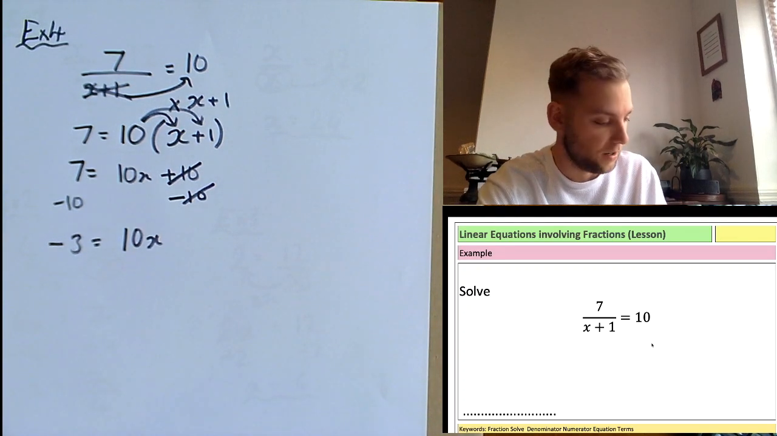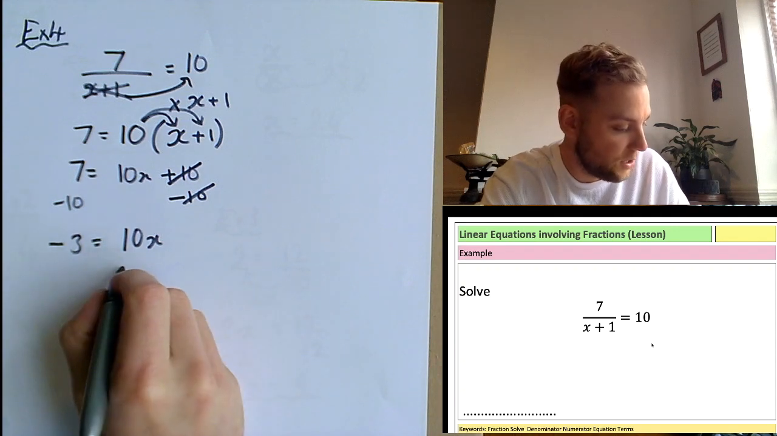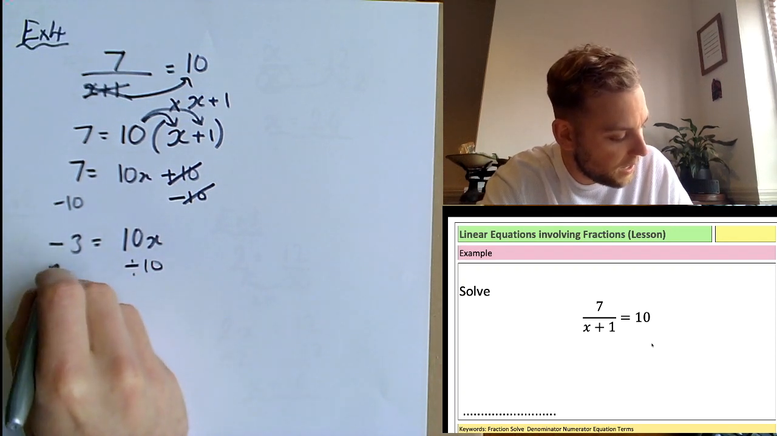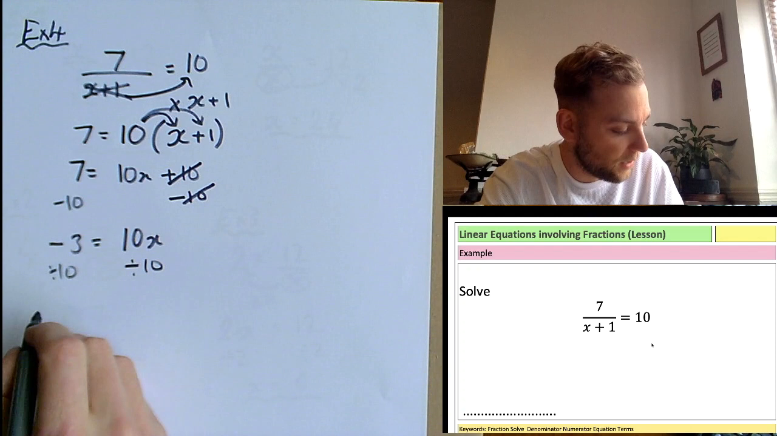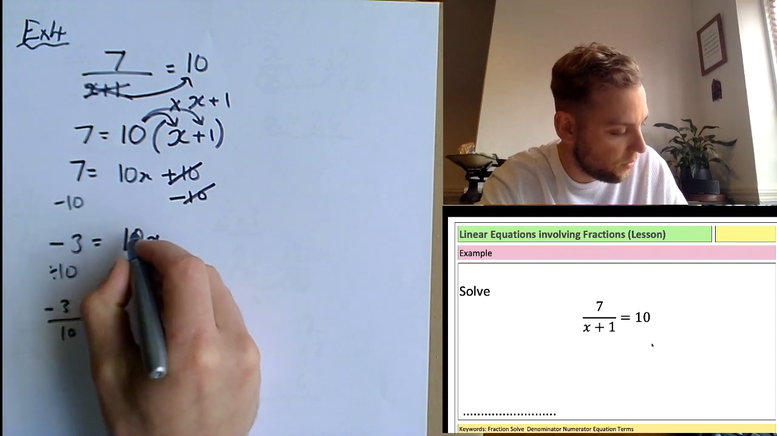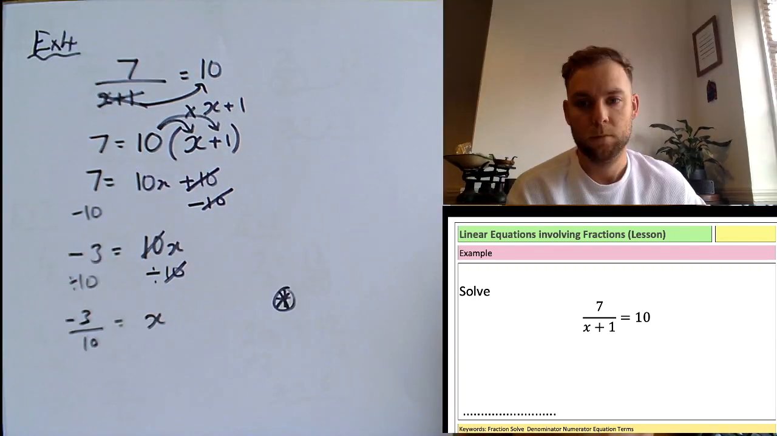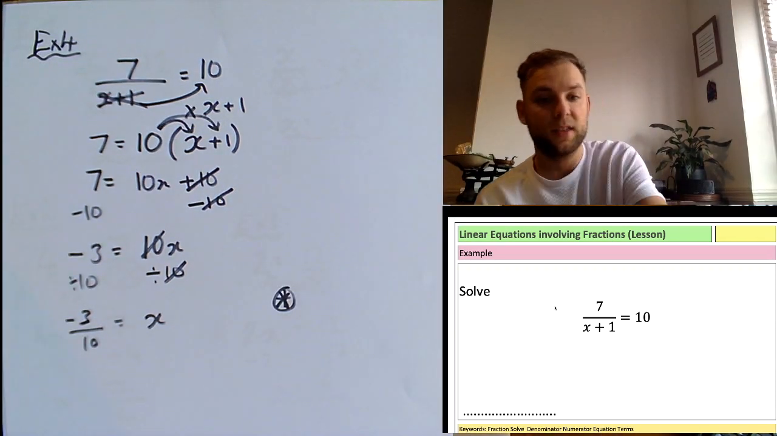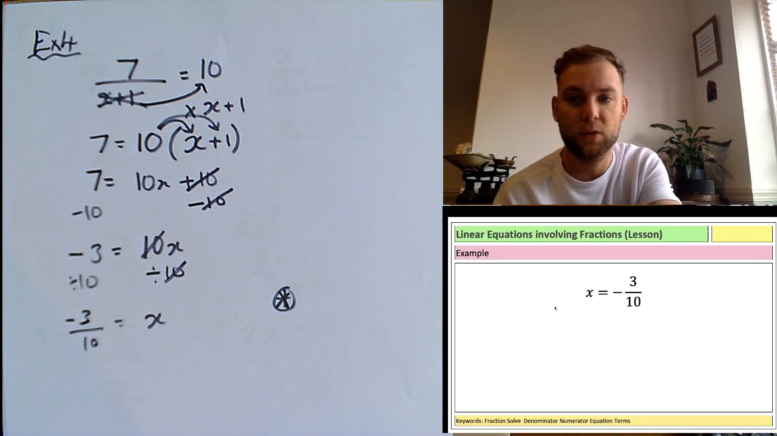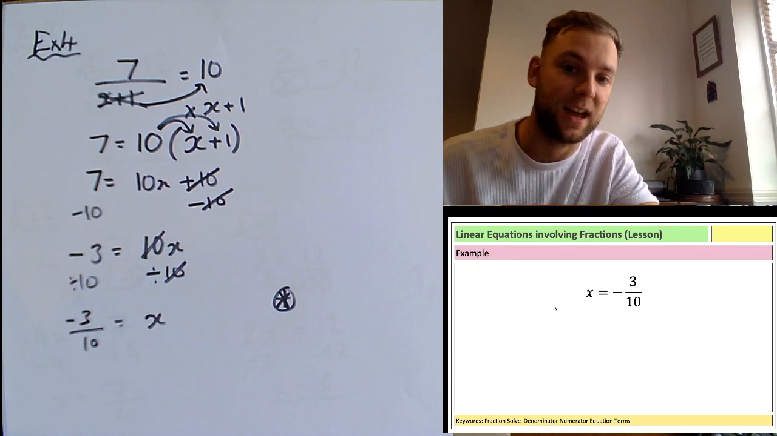And the last little part here, remember that I want x on its own, so I need to get rid of that 10. So I'm going to divide by 10. Minus 3 divided by 10 is equal to minus 3 over 10, which is equal to 10x divided by 10, which is just equal to x. Okay, so let's check that answer. Minus 3 over 10, absolutely brilliant. Notice that I've left it as a fraction and it's negative there as well.